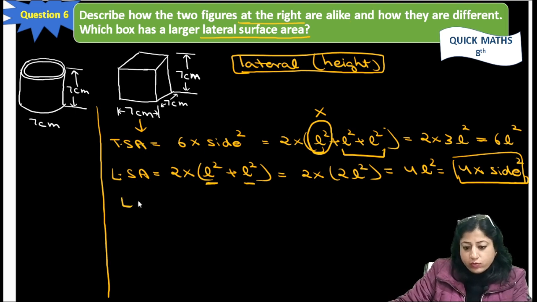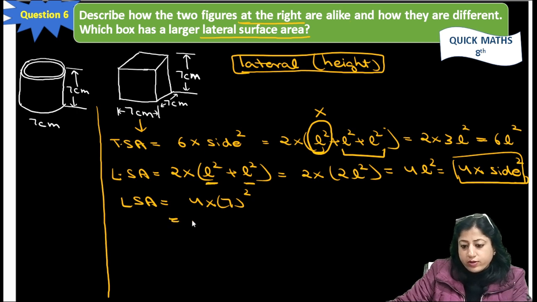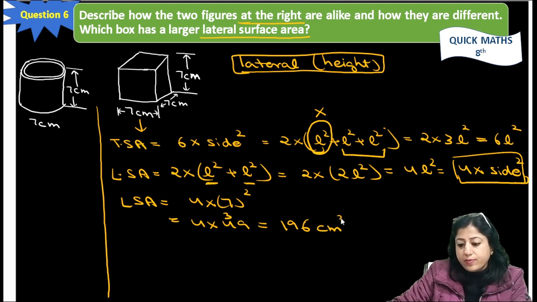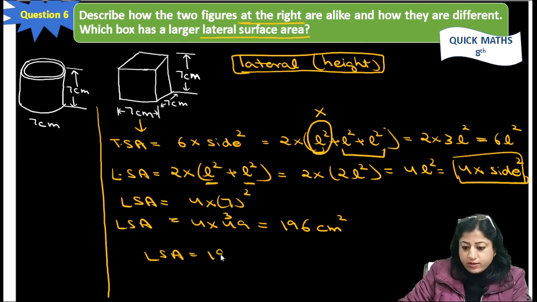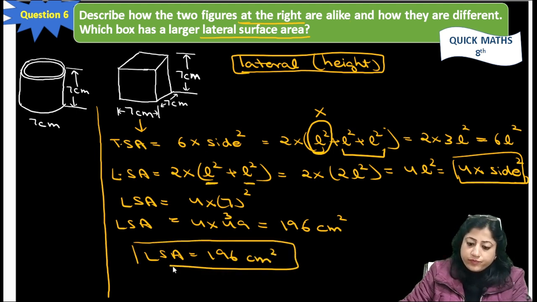Now just put the value. So lateral surface area for the cube is 4 into side square, where side is 7. 4 into 7 square, that is 4 into 49. 4 nines are 36, 3 carry 4, 4 fours are 16, so 196. It is 196 centimeter square. This is the lateral surface area of the cube. So LSA is 196 centimeter square. It is for the cube.